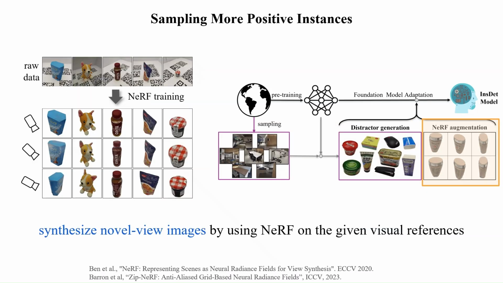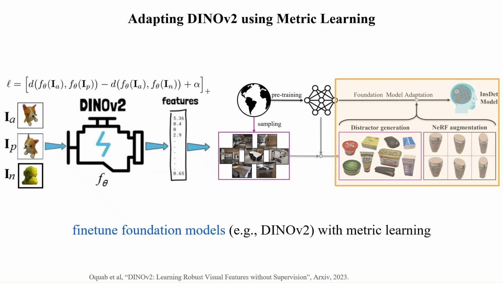The second is, in the conventional instance detection, to bootstrap our training. We can capture multiple views of object instances. We use a QR code to estimate the relative camera pose and use NeRF to synthesize novel views to augment more positive examples, so that we can do metric learning to fine-tune the foundation model.